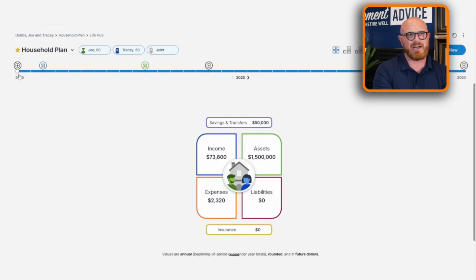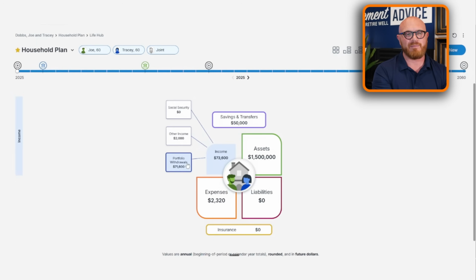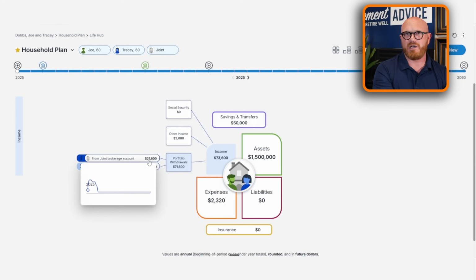So looking at this timeline, starting in 2025, we've got $73,600 coming in as income. But where is that money coming from? They're retiring in November this year, so some of that money is coming from their pension, $1,000 a month, and from the portfolio. You can see we have $21,000 coming from a brokerage account and $50,000 coming from the IRA. But are they spending that full $71,000?